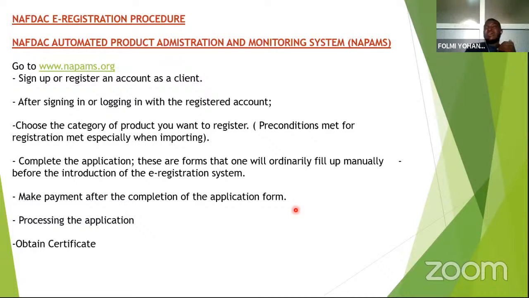That means obviously you must have met all preconditions necessary for registering that particular product, because you cannot just begin to register a product without meeting those preconditions that NAFDAC expects you to fulfill before registering a product. If they will have to go and inspect, they will go and inspect. If there are samples you need to bring, you need to bring. Then complete the application forms, you make payments, you process your application. Though it's something I guess they started in April or June of this year. So I don't know how effective this e-registration procedure is.